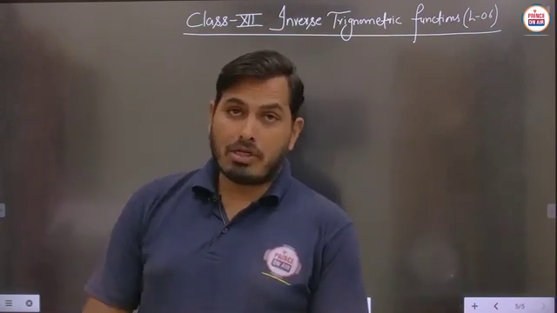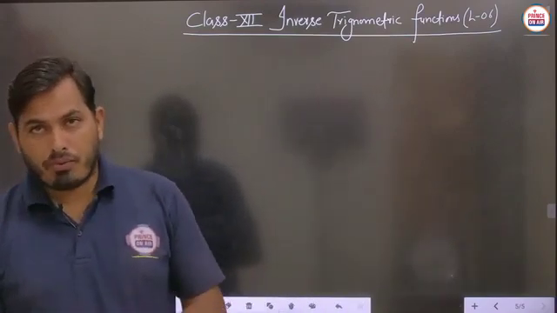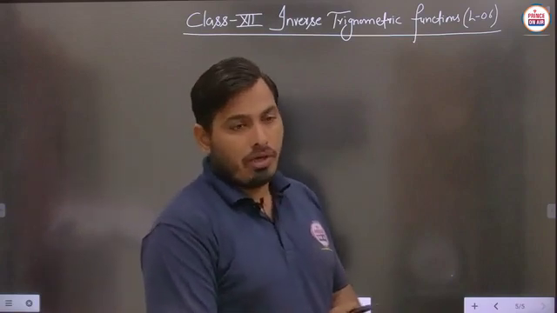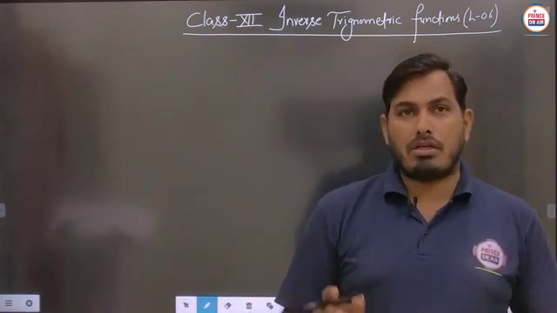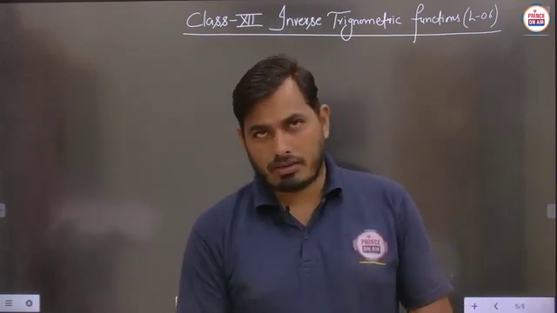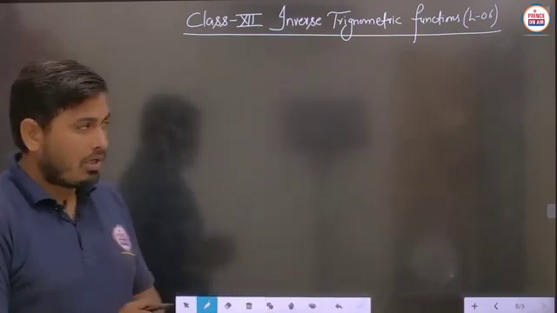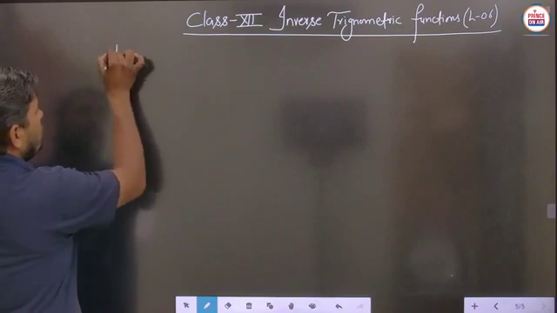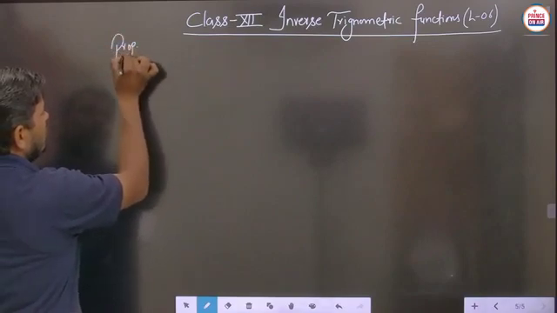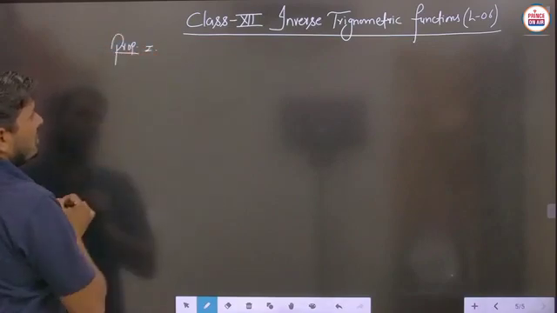Basically students, these properties are very important for exercise 2.2, as well as from the properties section, mainly the questions are generally asked. Is that clear? So in property number 1 we discussed some basic things. First we will write property number 1 again.